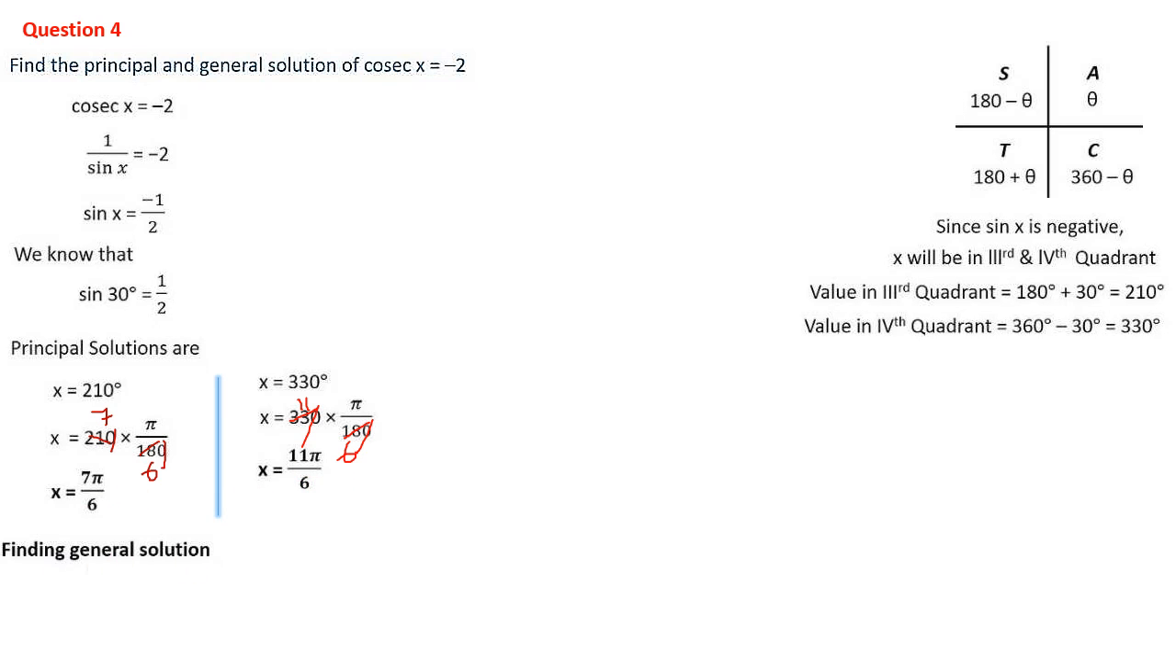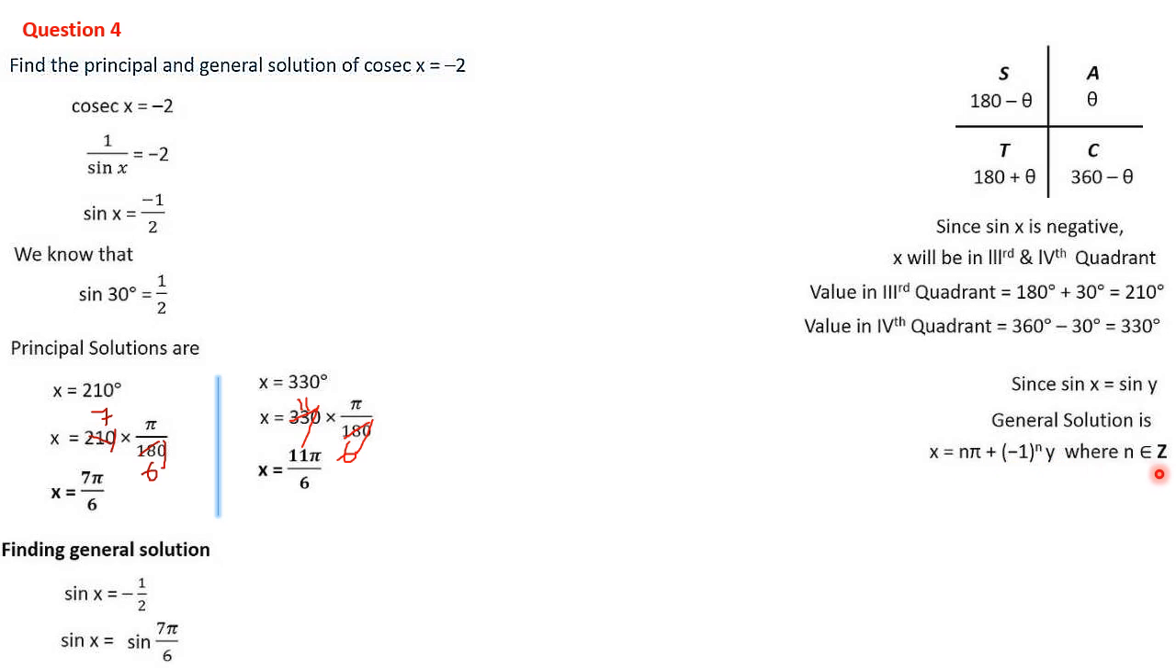And when we go with the general solution here, sin x is equal to minus 1 by 2. So this one we have to change. Minus 1 by 2 means we can take sin 7 pi by 6. So sin x is equal to sin 7 pi by 6. Why are we taking 7 pi by 6? Because it is negative. 7 pi by 6 is in the third quadrant. That's why we have taken that value. This is in the format sin x is equal to sin y. Then the general solution is n pi plus minus 1 the whole power n into y, where n is an element of z. That is, x is equal to n pi plus minus 1 the whole power n into y. Substituting y, y is 7 pi by 6. So this is our general solution.